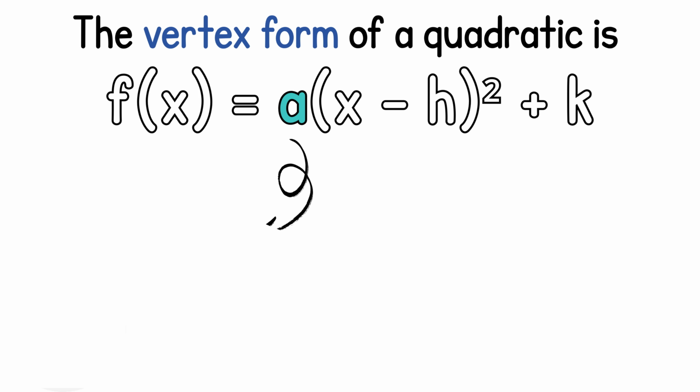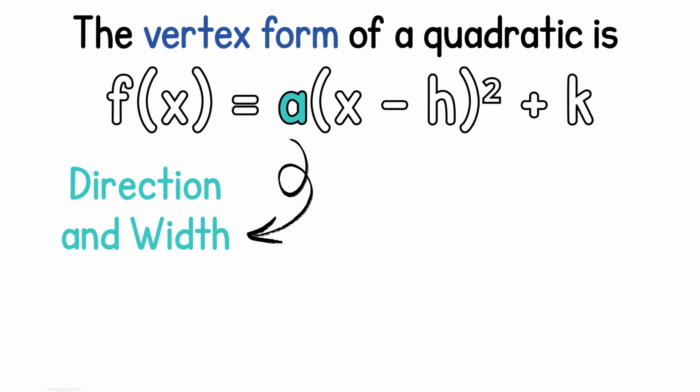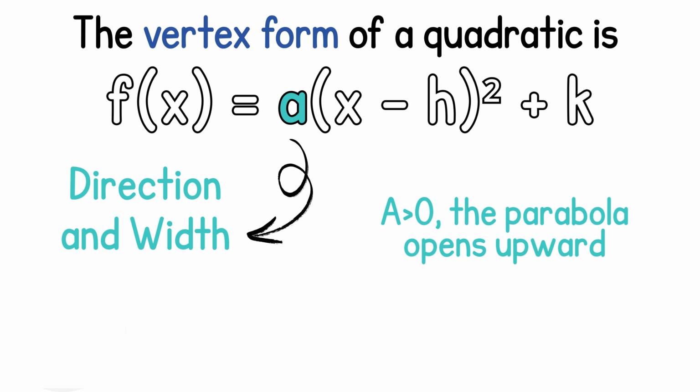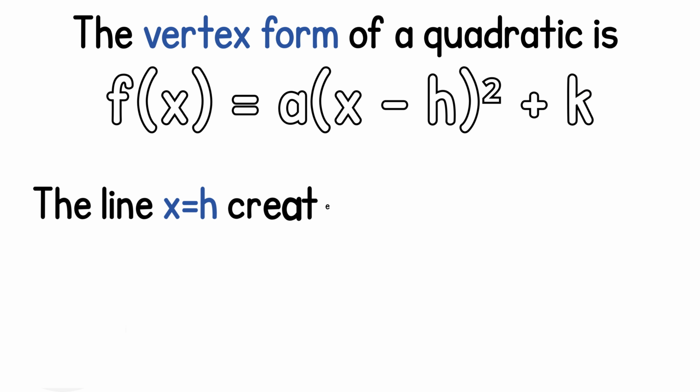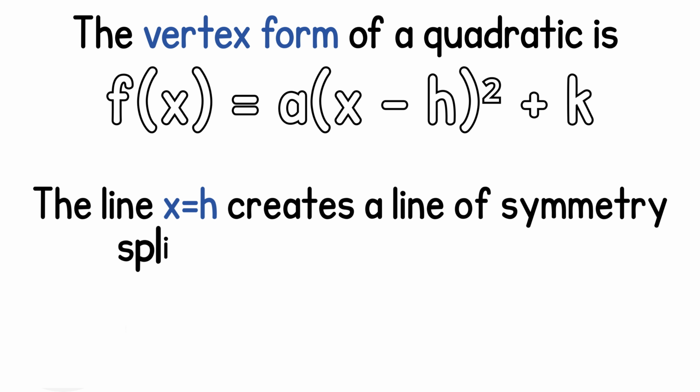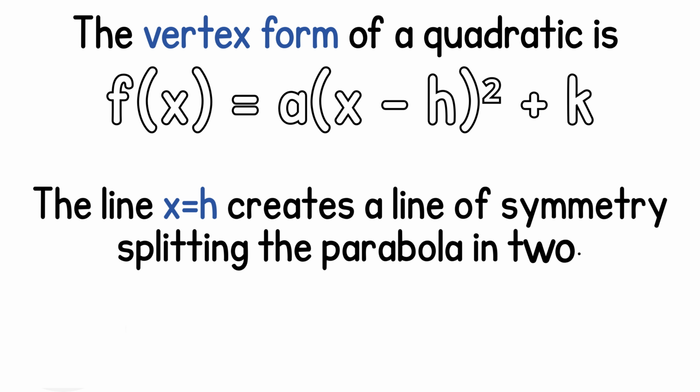plus k, where a tells us the direction and the width of the parabola. If a is greater than 0, then the parabola will open upward. And if a is less than 0, then the parabola will open downward. And the coordinates (h, k) will tell us the vertex. The line x equals h creates a line of symmetry splitting the parabola in two. So we'll keep this in mind as we look at some examples.